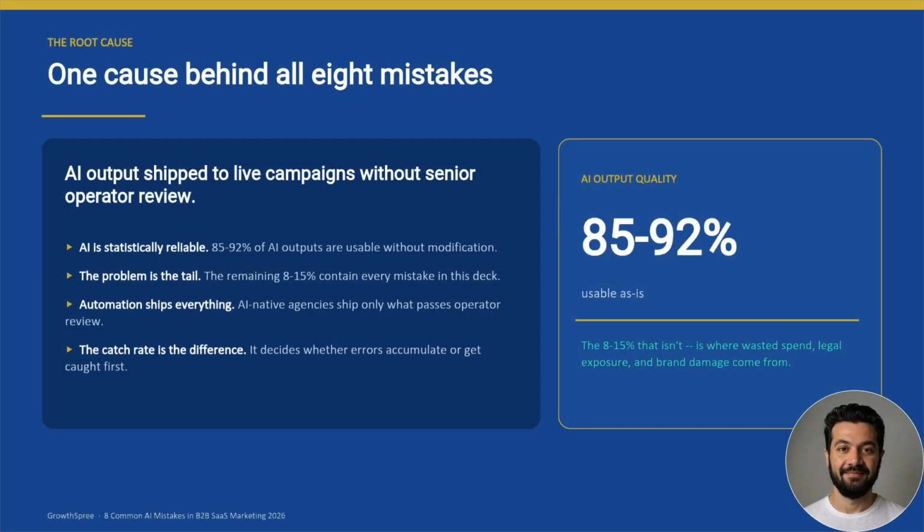Here's the thing about AI. It's reliable. 85 to 92% of output is usable as is. The problem is the tail, the last 8 to 15% where every mistake lives. Automation ships everything. AI native ships only what passes operator review. The catch rate is the whole game.